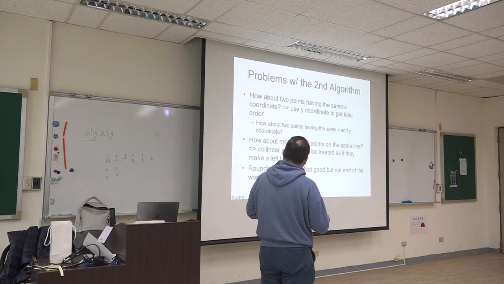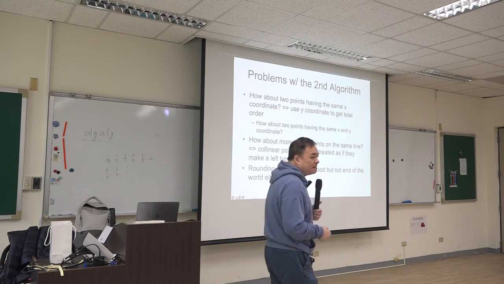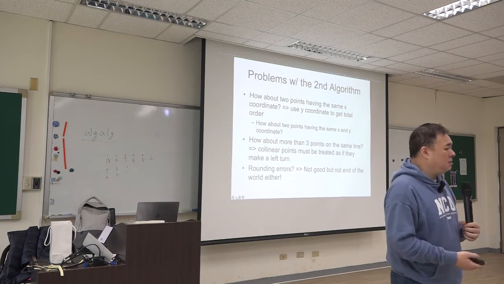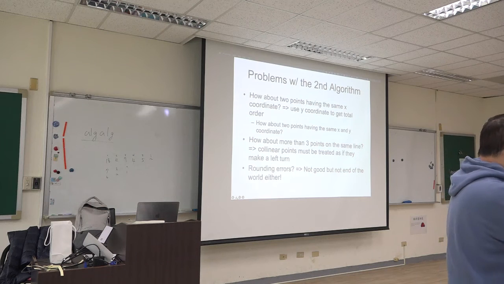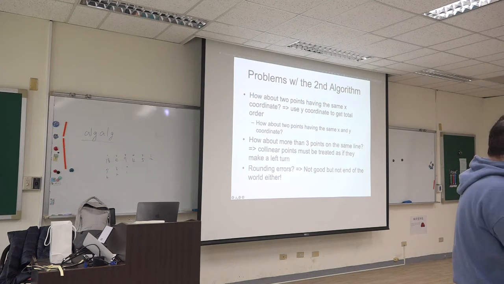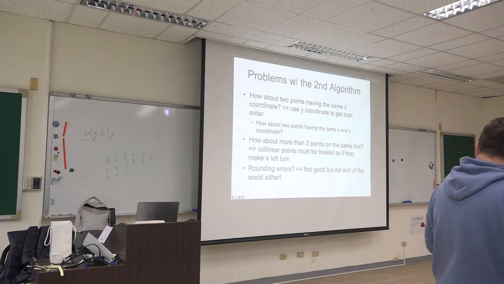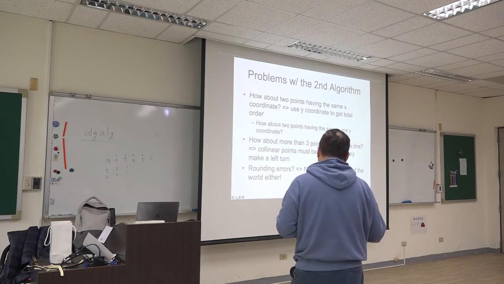If two points have the same x coordinate, you just use the y coordinate to break the tie to get the order. How about if two points have the same x and y coordinates? They are identical, right? Let's consider the points to be at different locations. If two points are exactly at the same location, they are basically as good as one point, so that's fine. We don't need to worry about that.